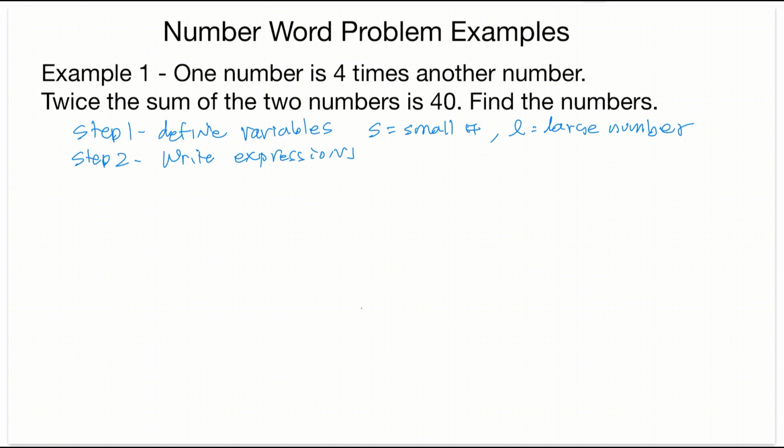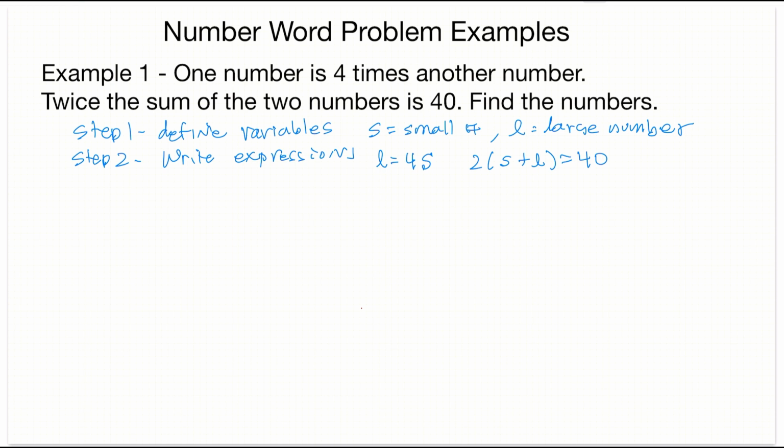So one number is 4 times another number. That tells us that the larger number is going to be 4 times the smaller number, because the larger number's got to be larger. And the second sentence tells us twice the sum of the two numbers is 40. So twice the sum of S plus L is equal to 40. So that's given. So now this becomes an algebra problem, just reducing it down.